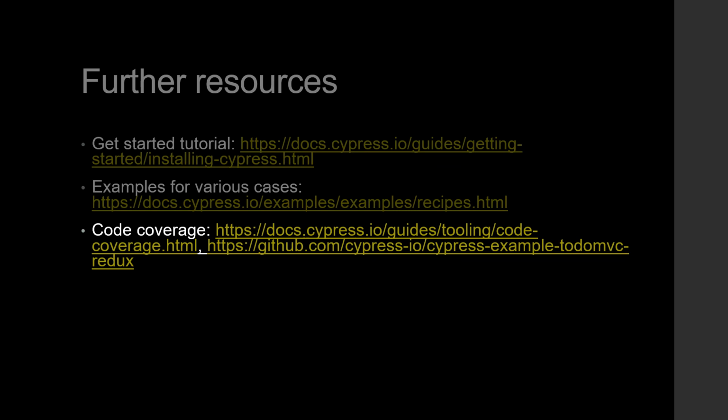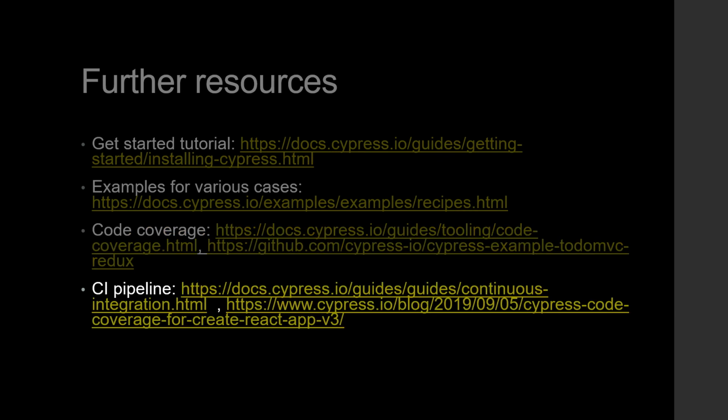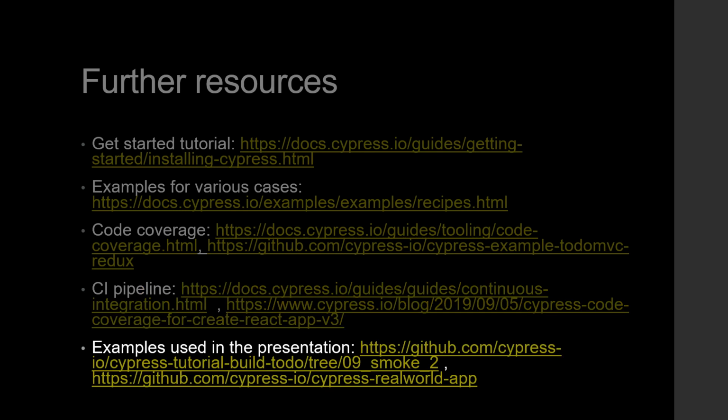Usually, when we test something, we want to know the coverage of the test cases. Cypress can generate a test coverage report, which can be set up with only a few steps, as we saw in the slides before. Cypress can be integrated with a CI pipeline in the various CI providers like Docker, Jenkins, or AWS. Additionally, I am adding here the two examples I have presented so you can have a closer look at the tests.